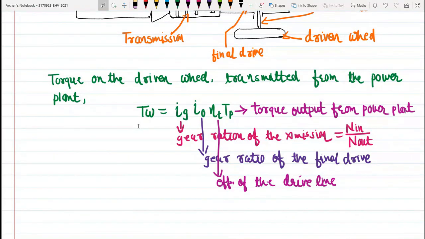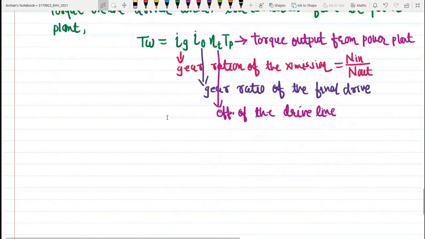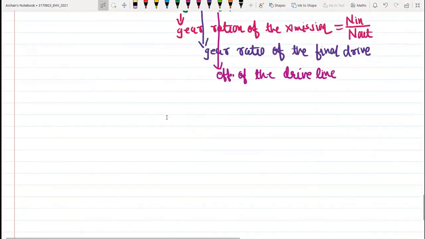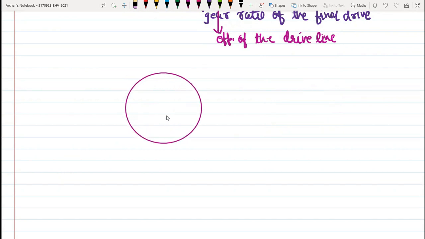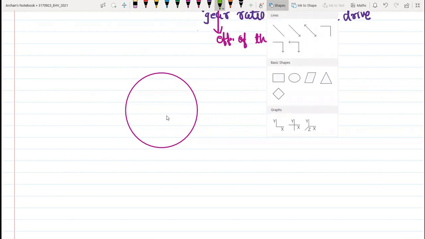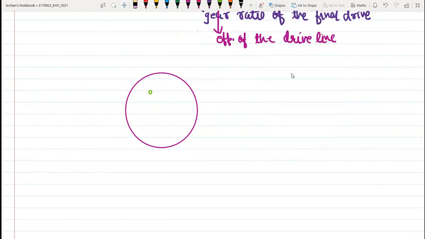Now the tractive effort on the driven wheel. If I talk about some system, say I have one wheel over here. Then let me draw another wheel, and finally there will be one more. Okay, so this is the center of the vehicle.